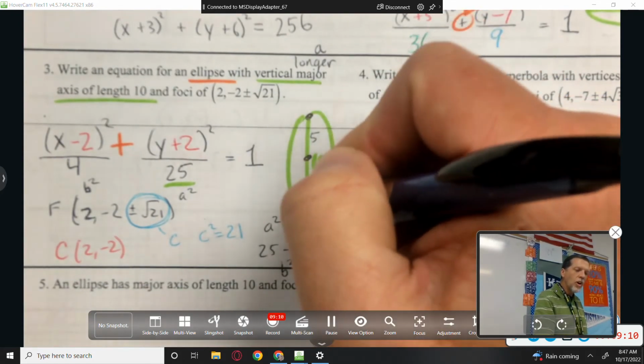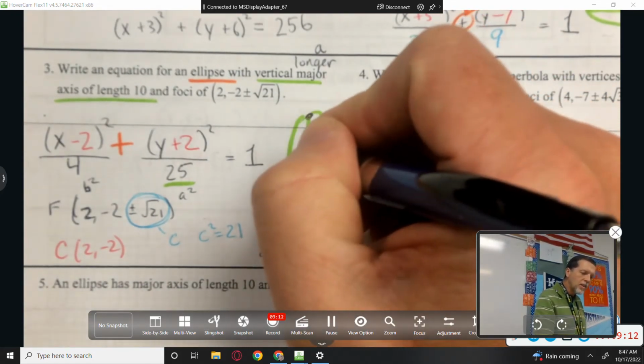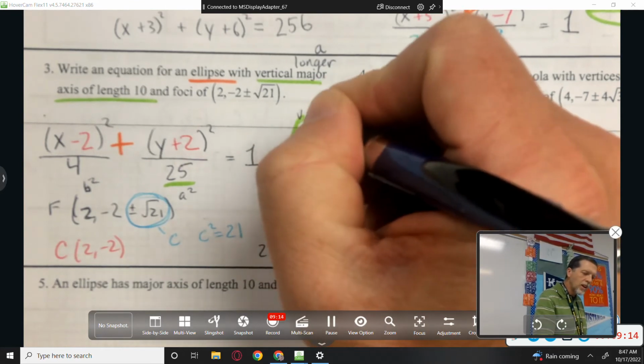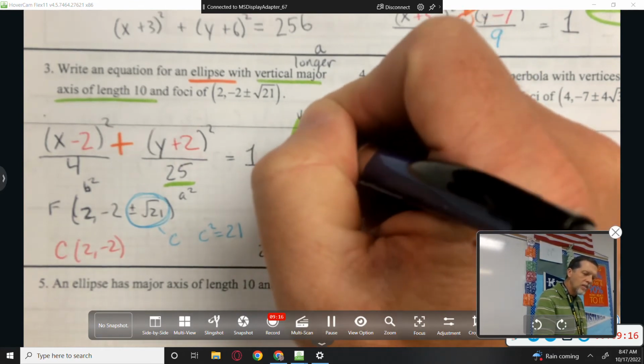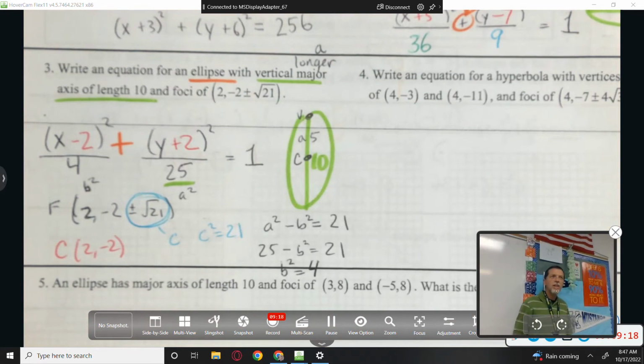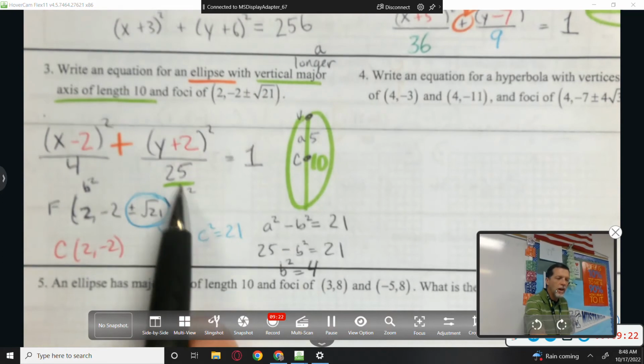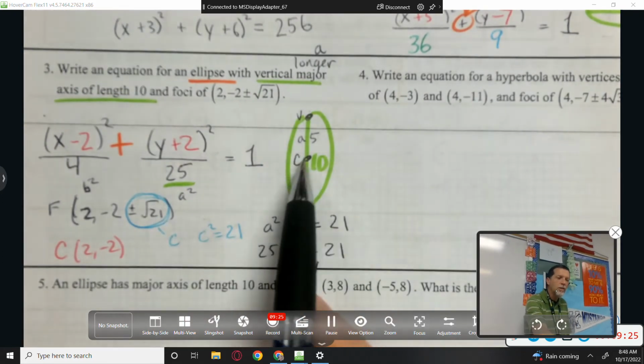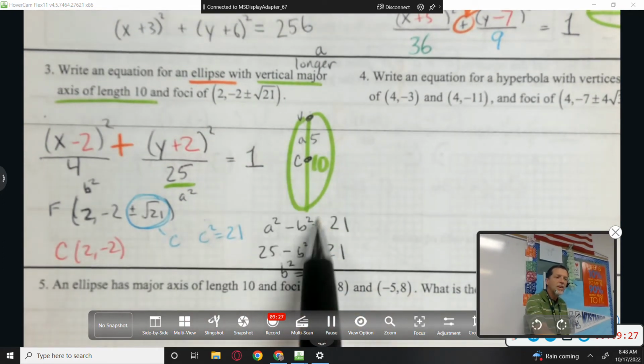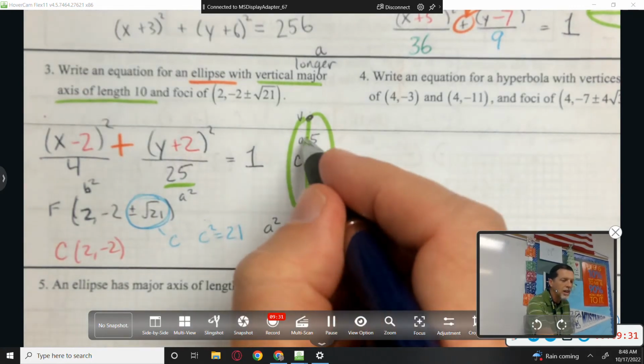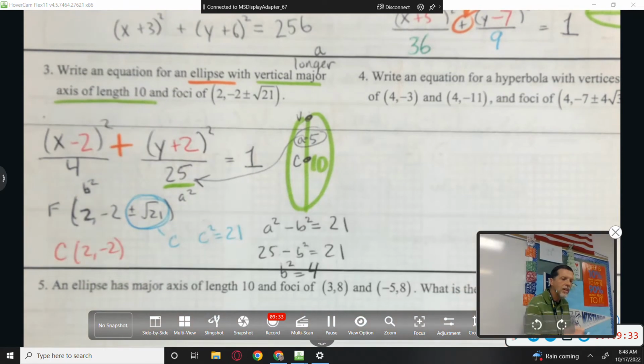So 10 is all the way across, but the distance from center to vertex is a. Like when we're graphing these, we would go 5 from the center, 5 up and 5 down. So it's 10 all the way across, but 10's not really the number I need. The number we need is 5. Okay?